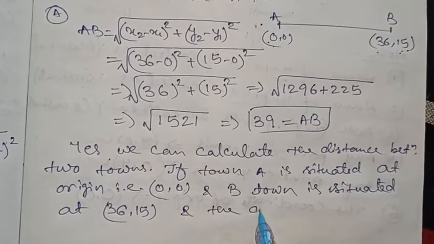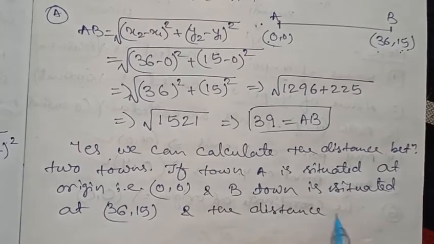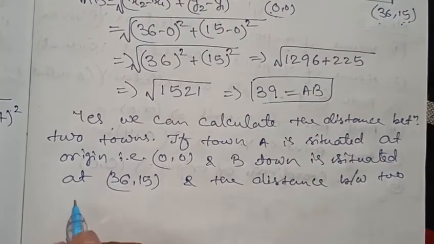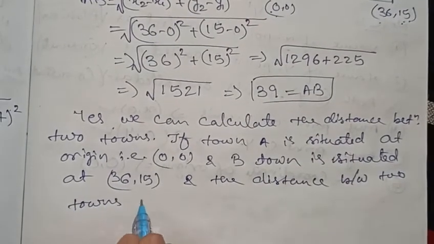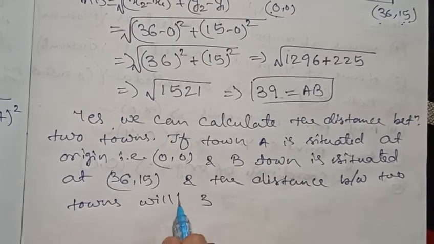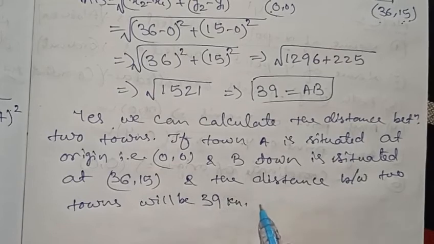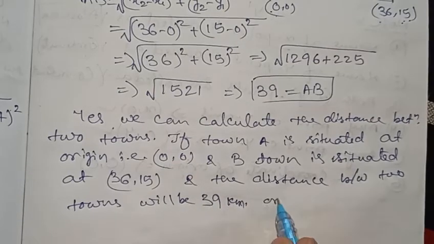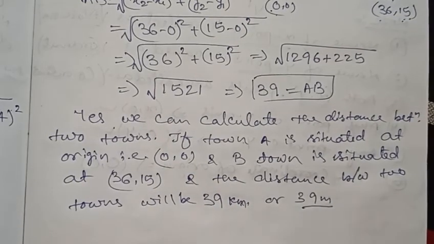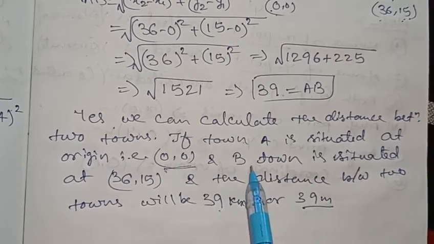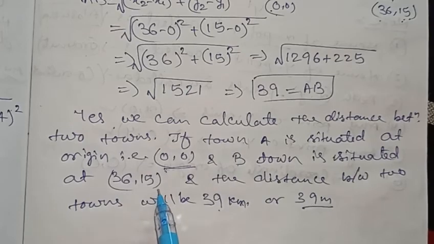The distance between two towns will be 39, either kilometer or meter. 39 kilometer or meter. So the distance between AB will be 39. In this way we can find out the distance if town A is situated at 0, 0 and town B is situated at 36 and 15.